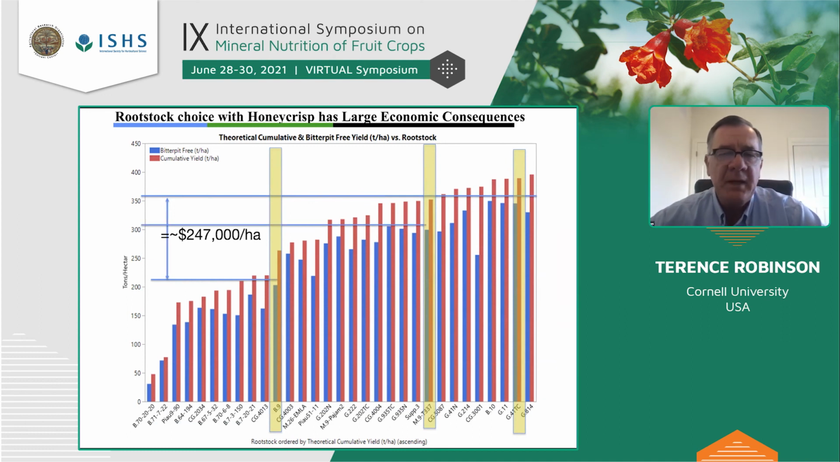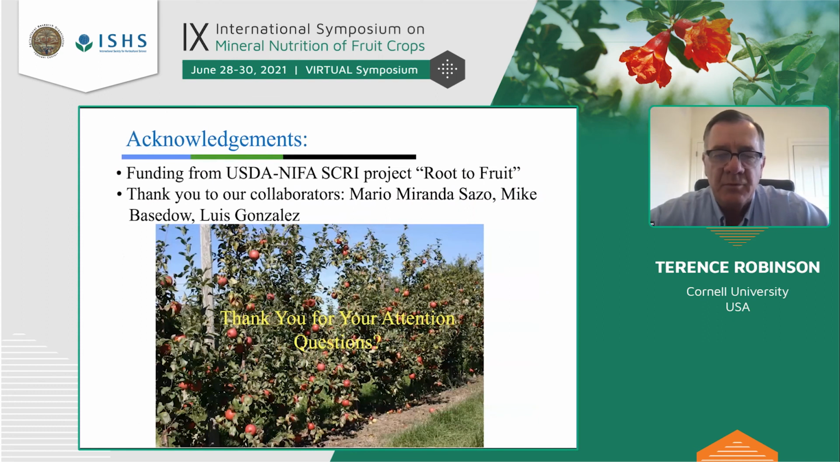When we compared M9 to the best orchards, which were G41, G11, 814, and B10, the price difference there was $82,500. Thus, this work shows that there's huge economic consequences to the choice of rootstock. And secondly, the management of those rootstocks through fertilization must be considered when looking at how to manage bitter pit.